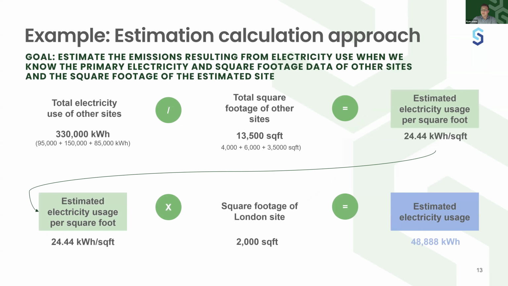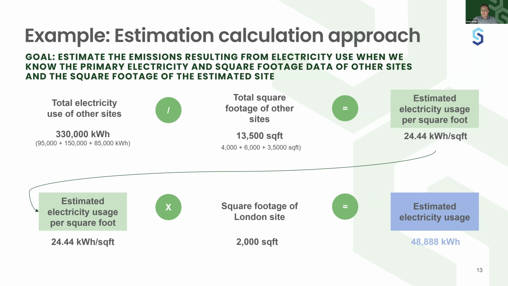So now that we have determined where the missing data is, we can now do some gap filling. Our goal here is to estimate the electricity emissions for this site using the primary data we have from our other sites. The first step to doing so will be to estimate the electricity usage at this site.